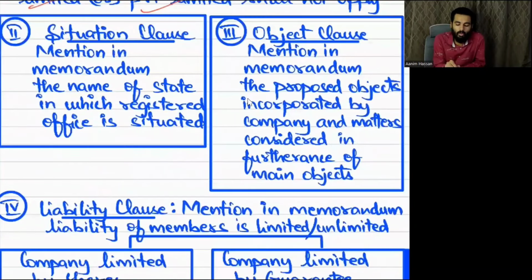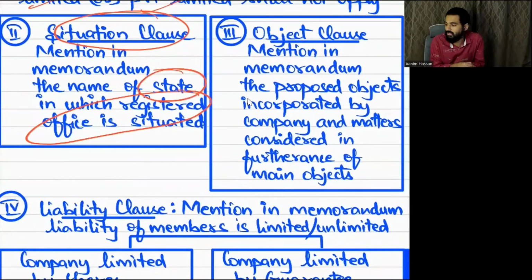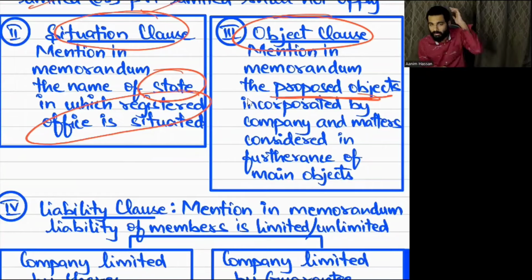But sir, what is the next thing to be mentioned? Next is where the registered office is situated. You have to mention in which state of the country the registered office of the company is situated. Next, object clause. What is the object clause, sir? Why is the company incorporated? What is the business the company is doing?